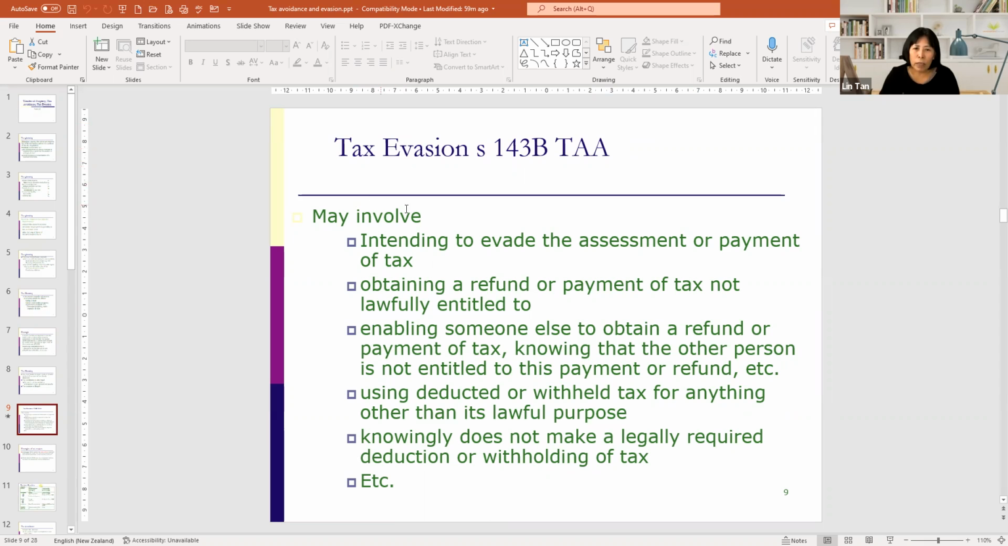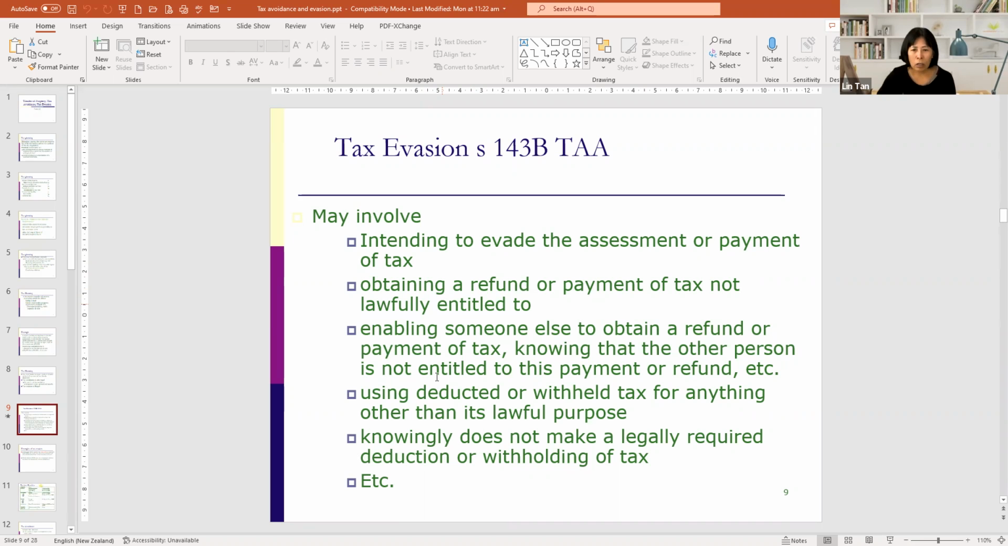Tax evasion may involve somebody who intends to evade the assessment or payment of tax. So if somebody does not declare the income which is taxable, and they know that it's taxable and they did not declare the income, then that is tax evasion, and that is illegal. Somebody obtaining a refund or payment of tax they're not lawfully entitled to. Well, probably they falsify some documents to claim some refund. Knowingly doing that is also regarded as tax evasion.